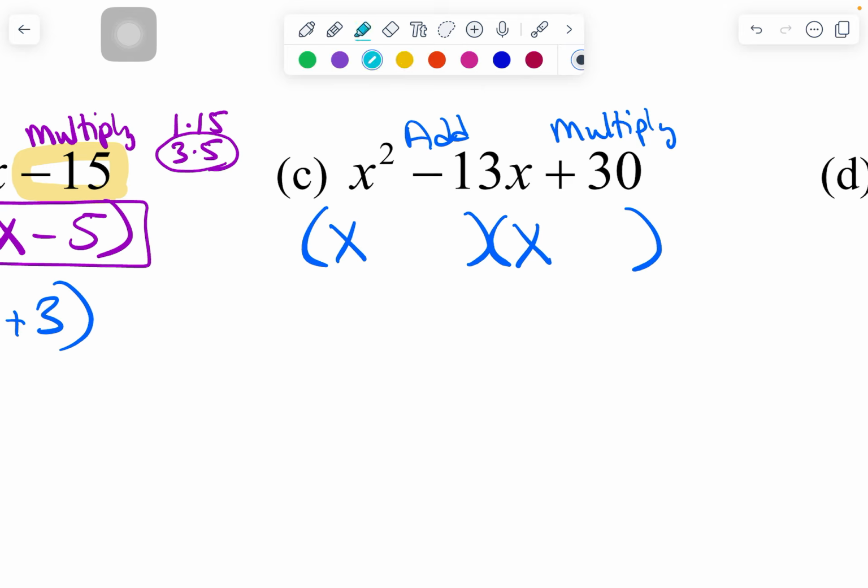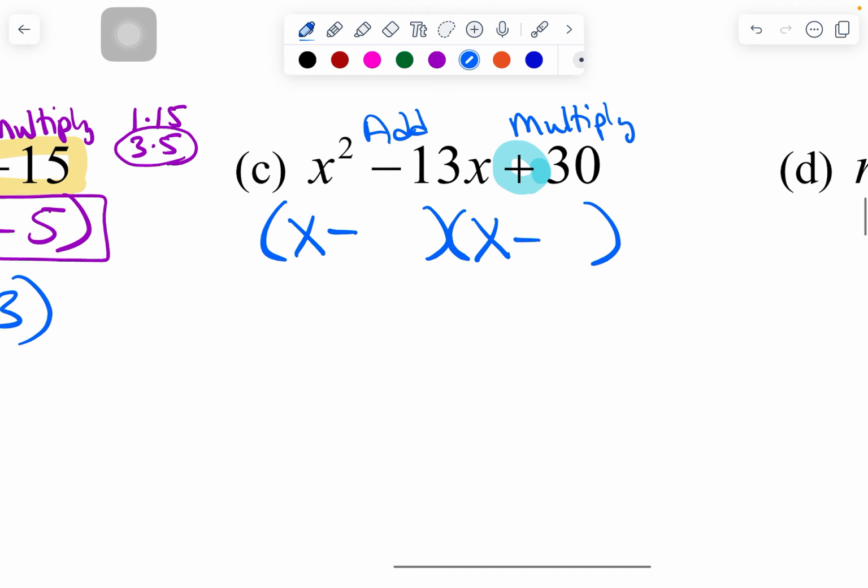Because you are trying to multiply to a positive, the only way to multiply to a positive is if both of your numbers are negative or both of your numbers are positive. Well, if I want to add up to a negative, I'm going to have two negative numbers. A negative times a negative is going to get me that positive, and then a negative plus a negative will get me the larger negative there.